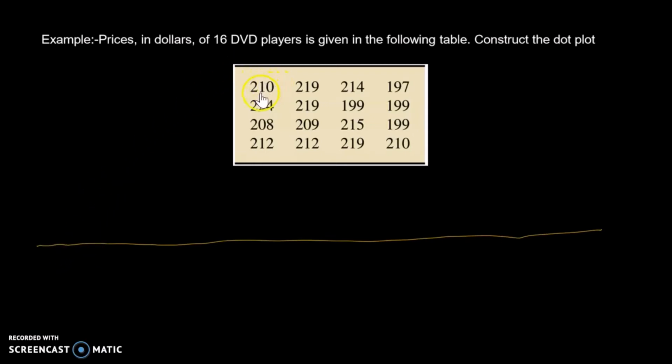Let's identify what my minimum value is. It seems to me the minimum value is 195. It seems to me 197. Sorry, this is 197, the minimum value. And what is the maximum value? The maximum value is 224. So we have the minimum value and the maximum value. When I make this scale, I will make sure it includes my minimum value and my maximum value. So let's start putting some scale here.